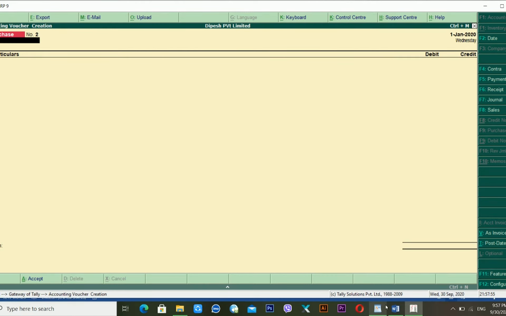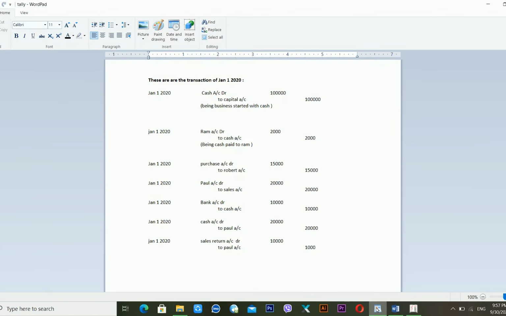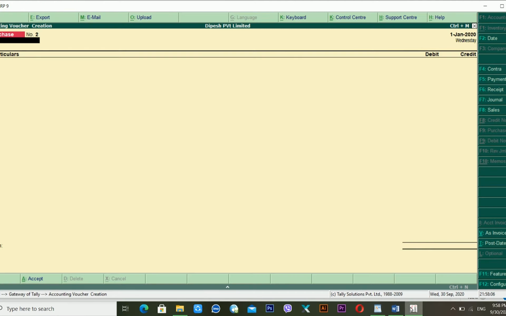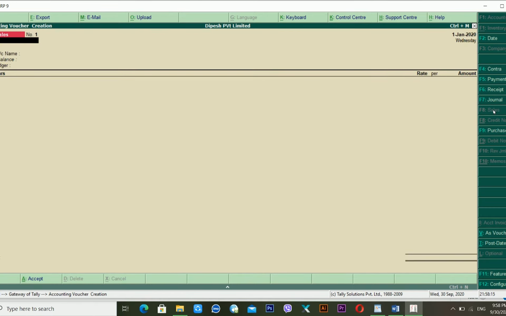Okay. So let's move on to our next transaction. Paul account to sales account. This means we are selling goods on credit. So I am going to Tally ERP 9, and for the sales voucher, you have to press the F8 button. It means if we are selling goods on credit, in that case we have to use the sales voucher, right?